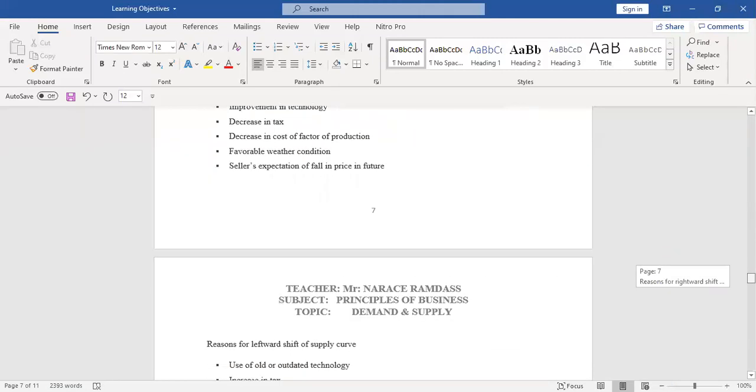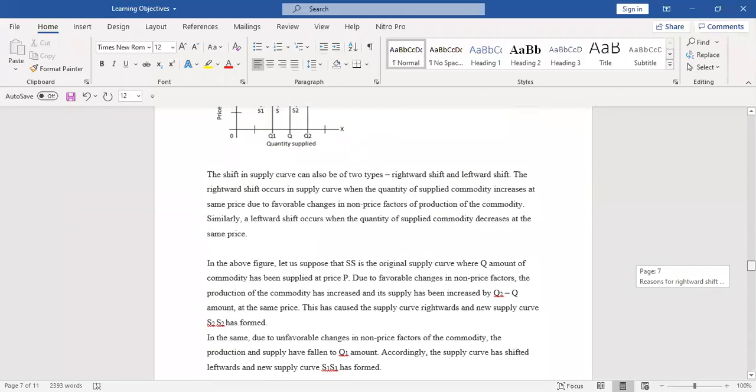So we're going back up to the information. We have to read it through. It's a bit bulky, I know, but we have to read it through. All right.